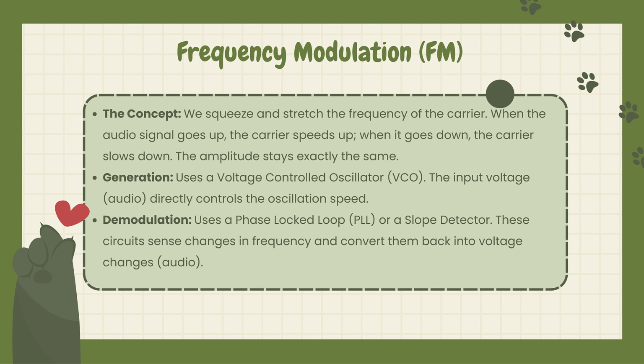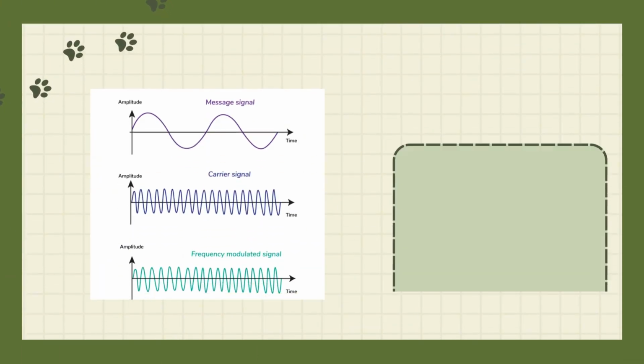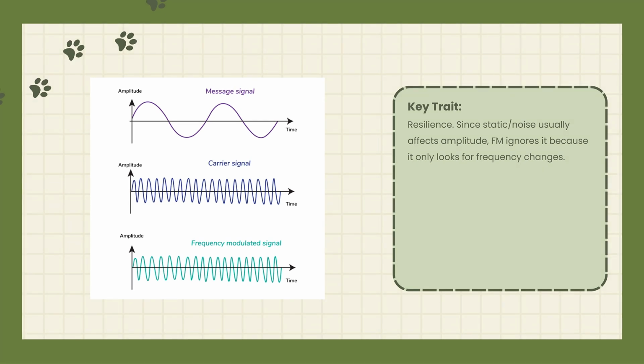FM demodulation uses a phase lock loop (PLL) or a slope detector. This circuit detects frequency changes and converts them back into voltage changes. FM is very resilient to noise. Since noise mainly affects amplitude, FM ignores it because it only responds to frequency changes.